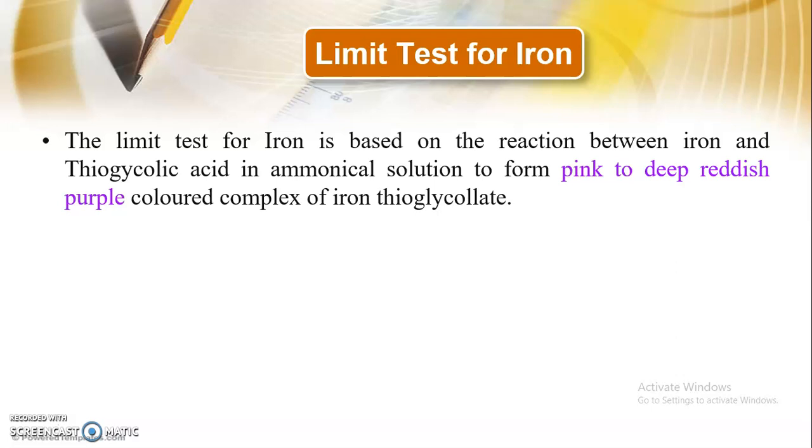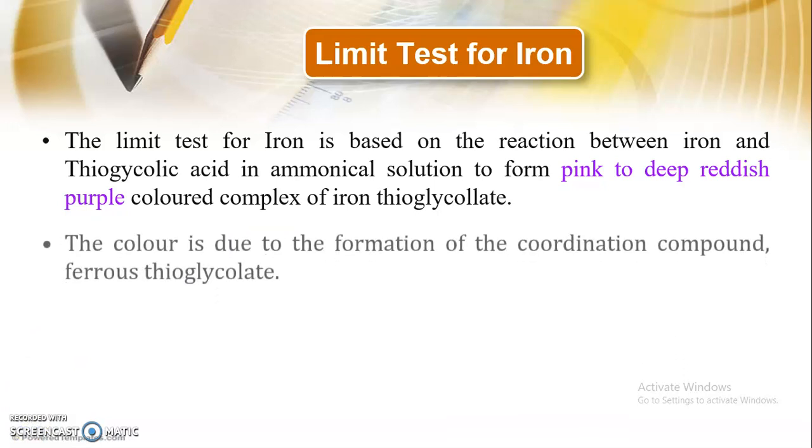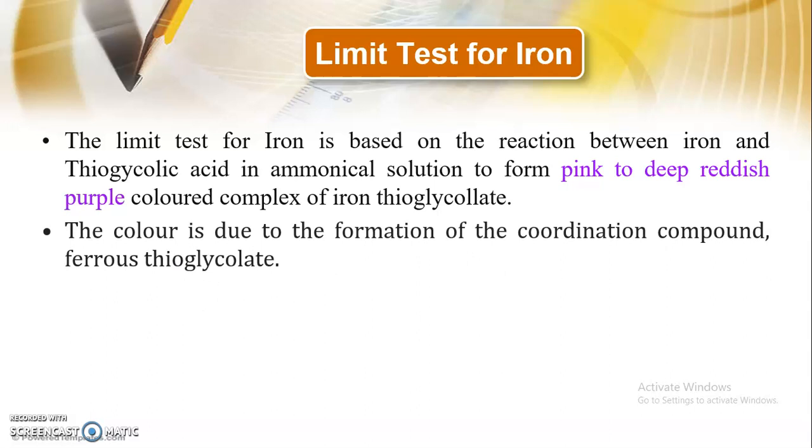So in this way, we can compare the color formed in our test solution with the standard solution, like what we did in the limit test for sulfate and chloride. Another difference between the limit test for iron and the limit test for sulfate is that in that case there is formation of opalescence, while here a colored complex is formed, due to the formation of the coordination compound ferrous thioglycolate.